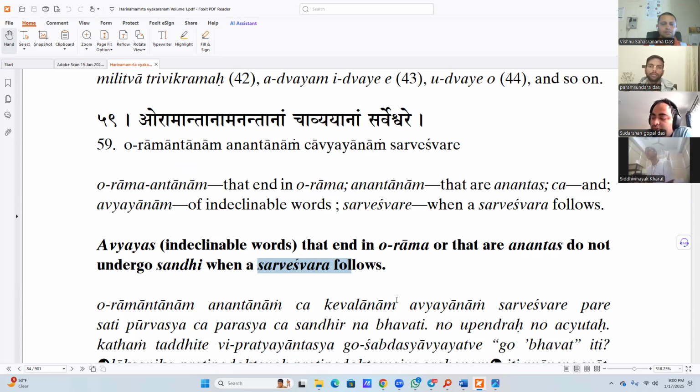Yes. So when a sarveshwara follows, the anantas will be at the first place and the sarveshwara at the second place. These anantas are also called avyayas, in these meanings only, not in general. When they are used like a and then some other word, and e and then some other word, like you showed in the examples, then these anantas can also be called avyayas, and there is no sandhi for them.